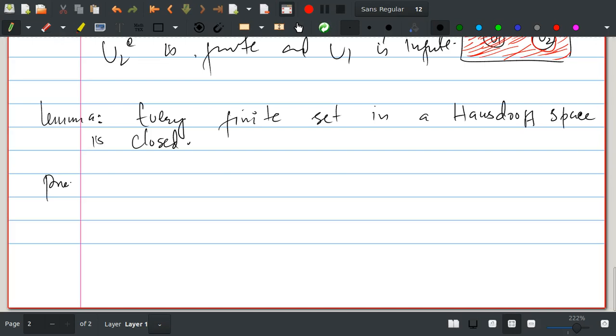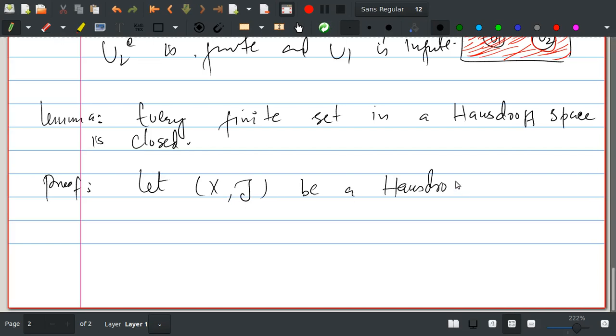So let us prove this. So what we have to prove? Let us consider first a topological space which is Hausdorff. So let (X, T) be a Hausdorff space. We have to prove any finite set is closed. So we'll first prove any singleton is closed.